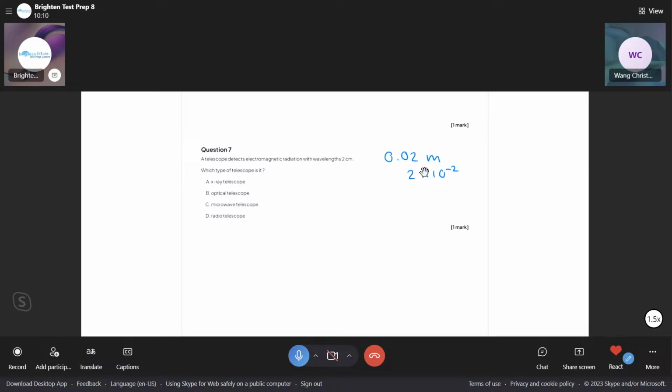And visible light, as of an optical telescope, is 7 times 10 to the power -7 to 4 times 10 to the power -7. Okay, all right. In other words, if we see a very small wavelength, what does that tell us? Or very short, actually, is the better term.